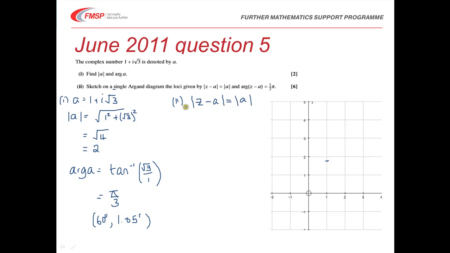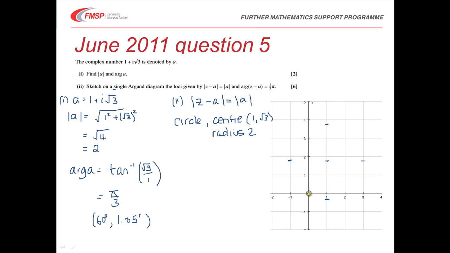So basically what we're looking for is a circle, centre 1 root 3, and radius 2. So I've marked 1 root 3 on. I'm just going to draw a freehand circle now, and bear in mind you don't need a compass or anything either, so you also can just draw a freehand circle.